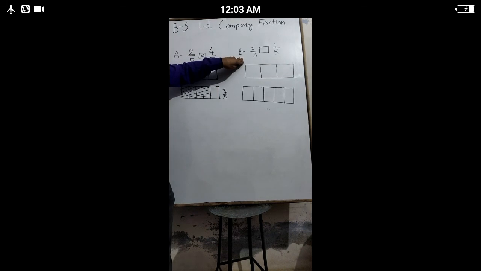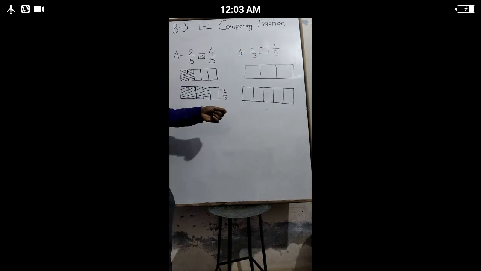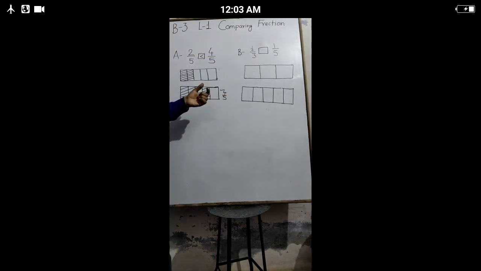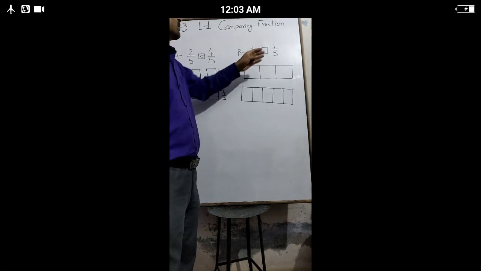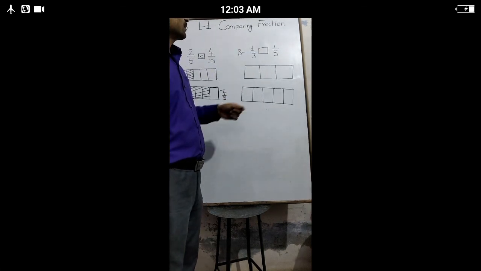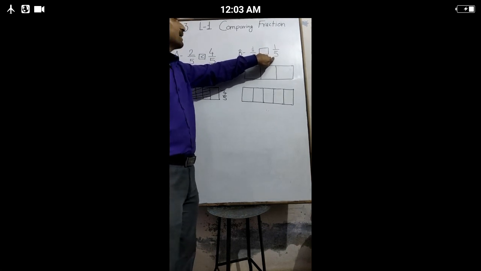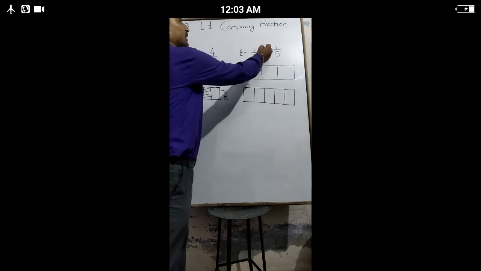I am going to compare 1 upon 3 with 1 upon 5. Children, here you can see both fractions have the same numerator. So which fraction has the bigger denominator? 1 upon 5. The bigger denominator makes the fraction smaller, and the smaller denominator makes the fraction bigger. So 1 upon 3 is bigger.